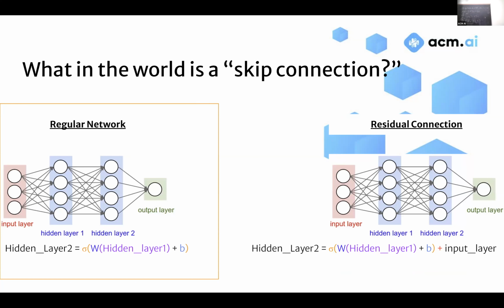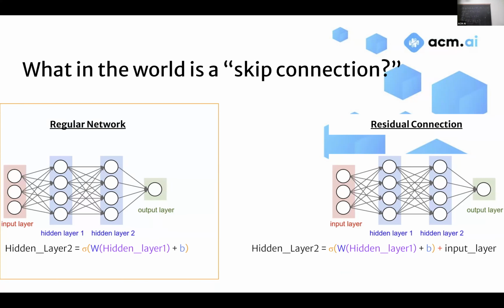So as we discussed last week, the traditional structure of a feed-forward neural network is that you have a hidden layer. In this case, we'll call it layer 1. You multiply it by some weight matrix, and then you add a bias, and then you put it through a non-linearity function, and that's your second hidden layer. Does everyone remember that from last week? Okay.